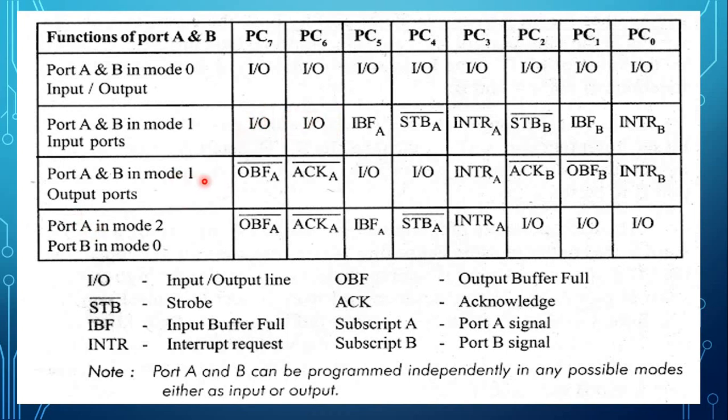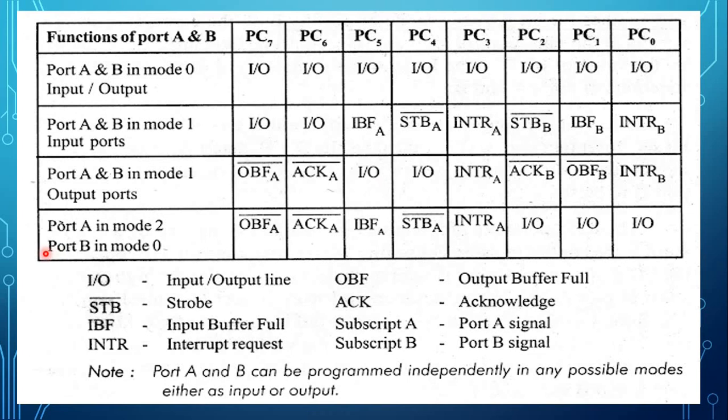Then port A and port B in mode 1 as output port. Here PC3 acts as an interrupt signal. Then PC6 acts as the acknowledgement signal and PC7 acts as the output buffer. Then PC0 acts as the interrupt signal for port B operation. Then PC1 is the output buffer. Then PC2 acts as a control signal. Here PC4 and PC5 may be used as either an input port or an output port in mode 0 operation.